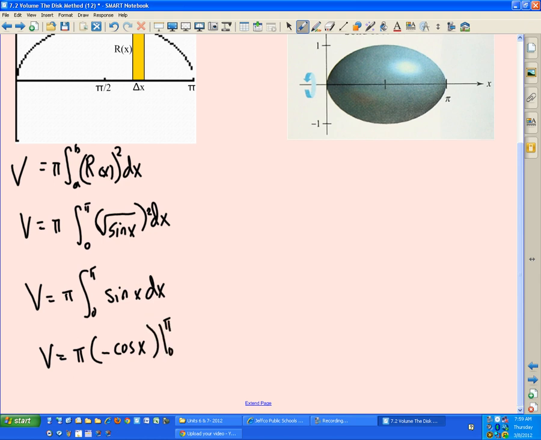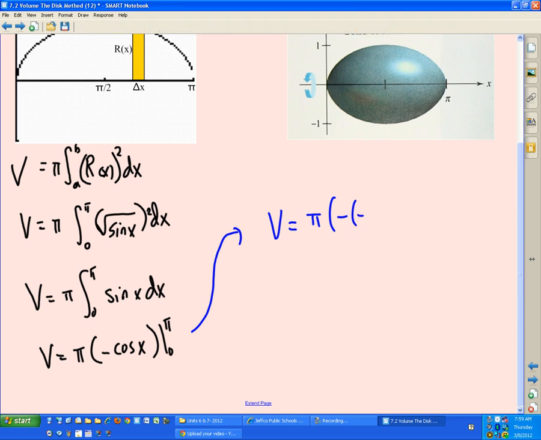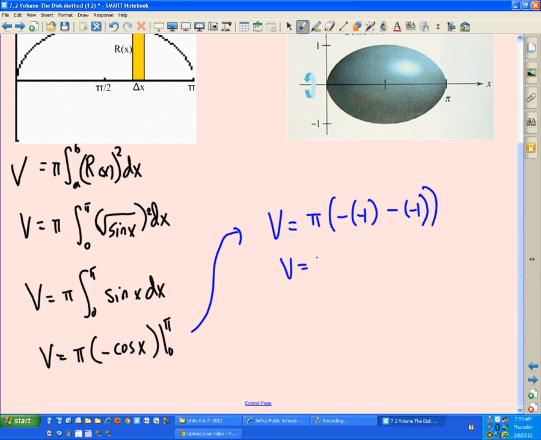So plugging in my upper value, to find the actual volume, the volume is going to be pi times, putting in pi, negative cosine of pi, which makes this negative negative 1. And then I subtract away my lower, which is cosine, which, when I put in 0 for x on my unit circle, will give me positive 1, but I'm subtracting a negative 1. So I get something that looks like this, which really is saying that my volume is 1 plus 1, which is 2, because of all these negative signs. So the volume of this is 2 pi.